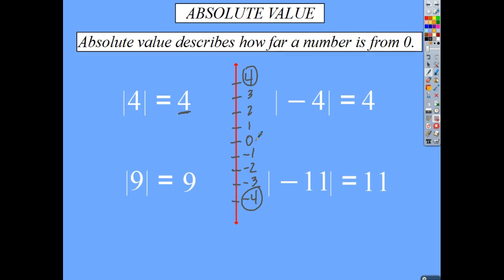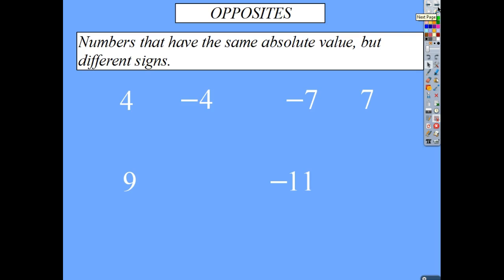Well, that takes us back to this idea we were talking about of opposites. Opposites are numbers that have the same absolute value but different signs. They're moving in different directions. So up 4, this is a +4. This means move 4 places away from 0 to the right or up. And this one goes in the opposite direction. This says go 4 places to the left or down.